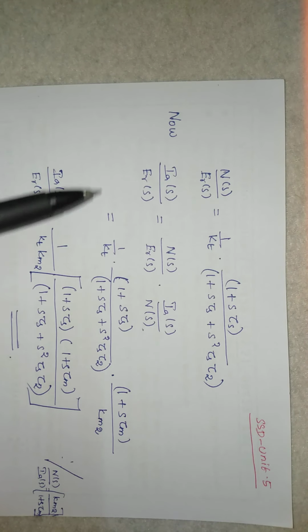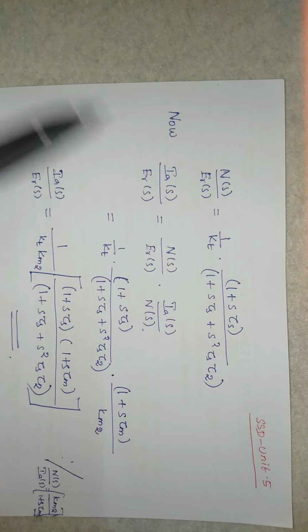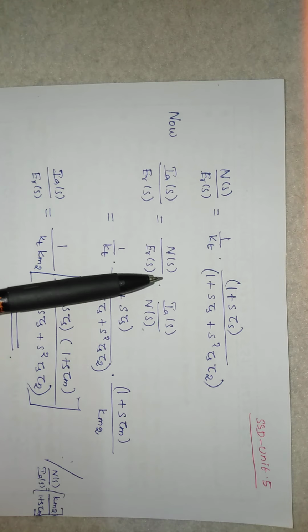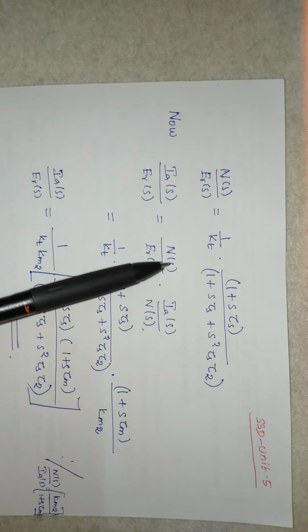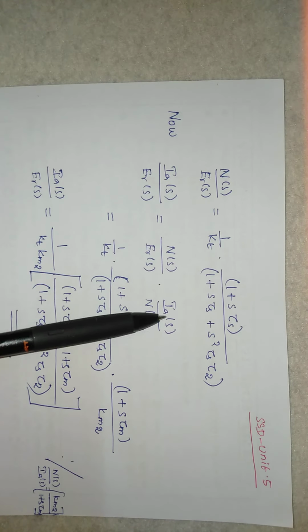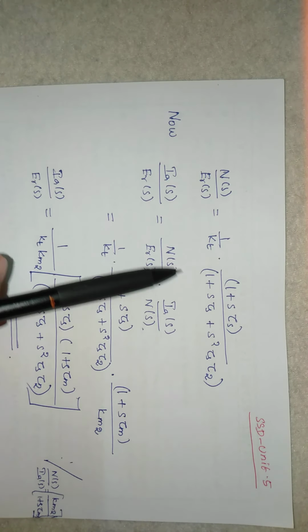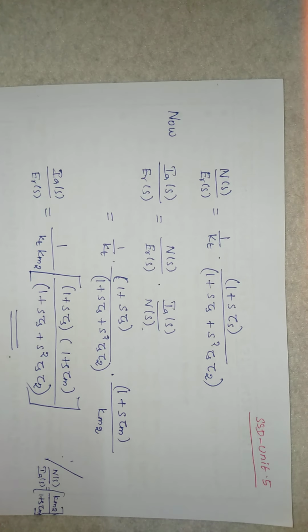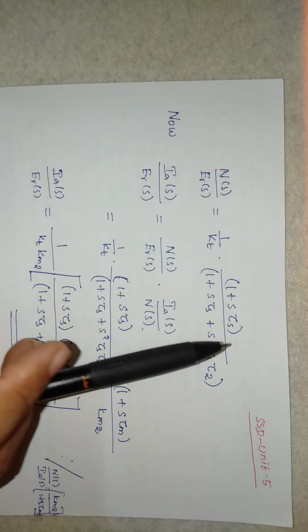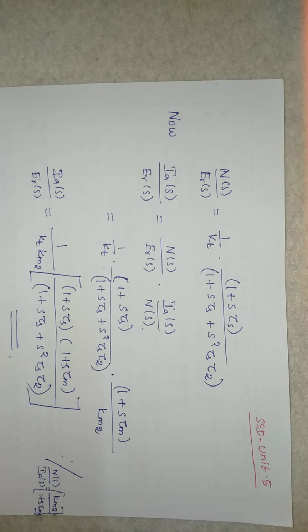I already explained Ia of s divided by Er of s. From this equation, we can multiply and divide by n of s in both numerator and denominator. So the equation can be rewritten as n of s divided by Er of s into Ia of s divided by n of s. If these two terms cancel, Ia of s by Er of s will be obtained. So n of s divided by Er of s we already found.